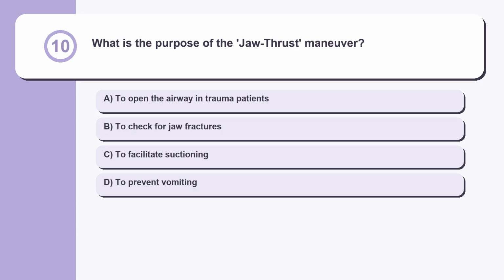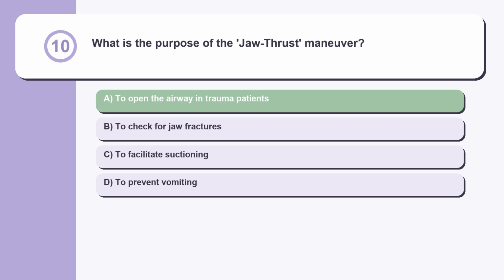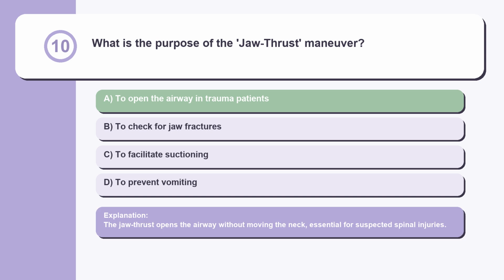Question 10. What is the purpose of the jaw thrust maneuver? To open the airway in trauma patients, to check for jaw fractures, to facilitate suctioning, to prevent vomiting. The jaw thrust opens the airway without moving the neck, essential for suspected spinal injuries.